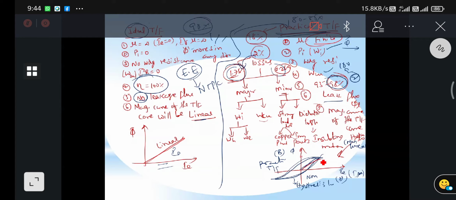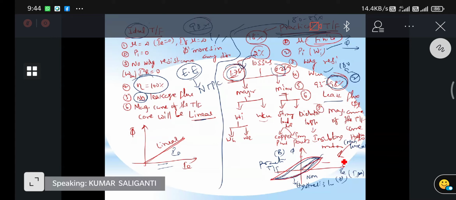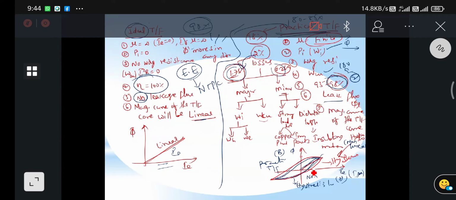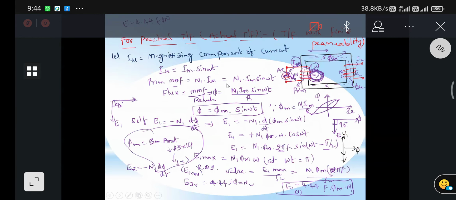This is formed like a hysteresis loop. So this is the comparison between the ideal transformer and the practical transformer. After this we have discussed, if you consider the practical transformer, that is the actual transformer. Why is it called an actual transformer? Because the transformer has finite permeability.